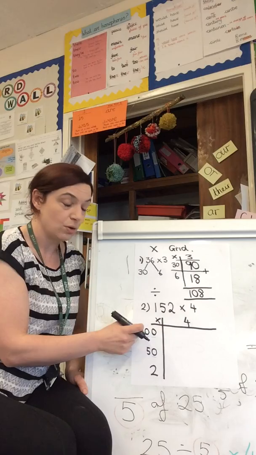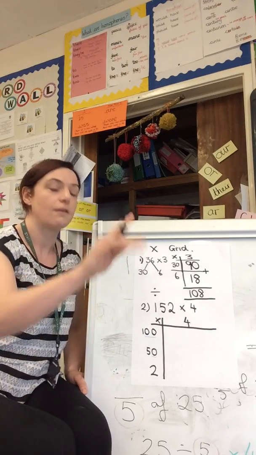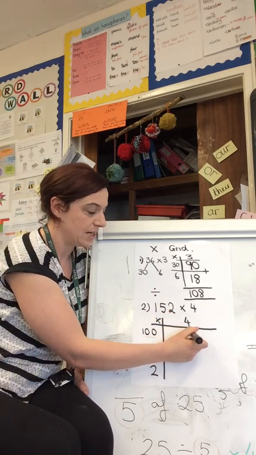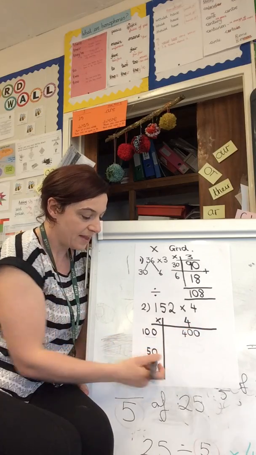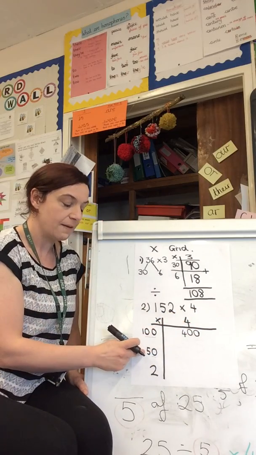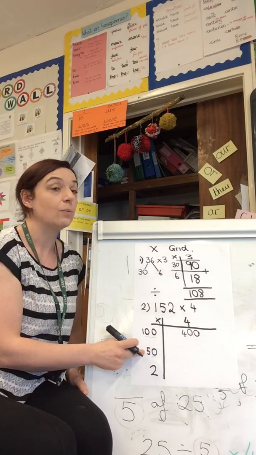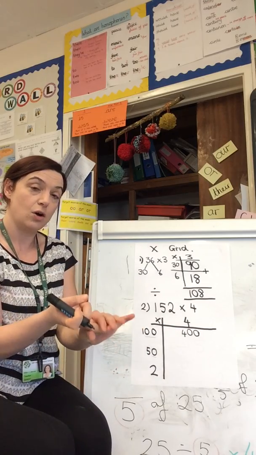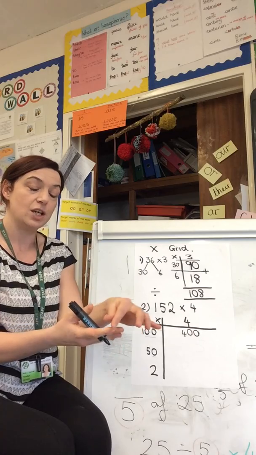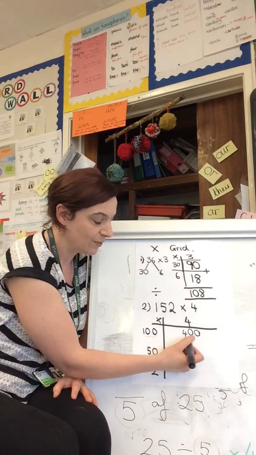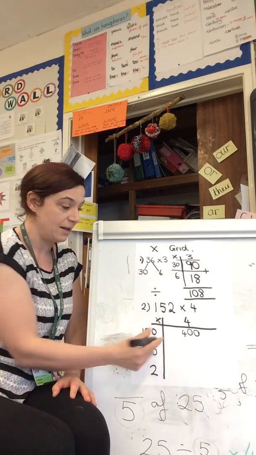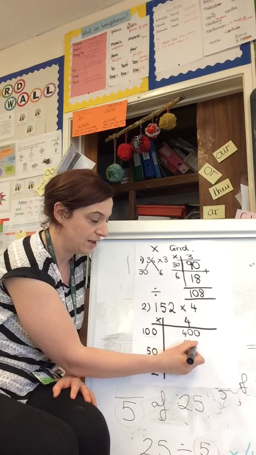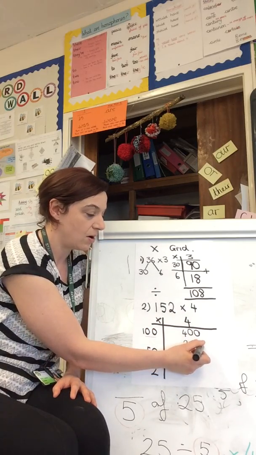So 4 times 100, 100, 200, 300, 400. Nice and easy. And then I've got 4 times 50. Now we should be able to count in 50s in year 3. So 50, 100, 150, 200. Or I could have done 4 times 5, which is 20, and put my 0 back on.